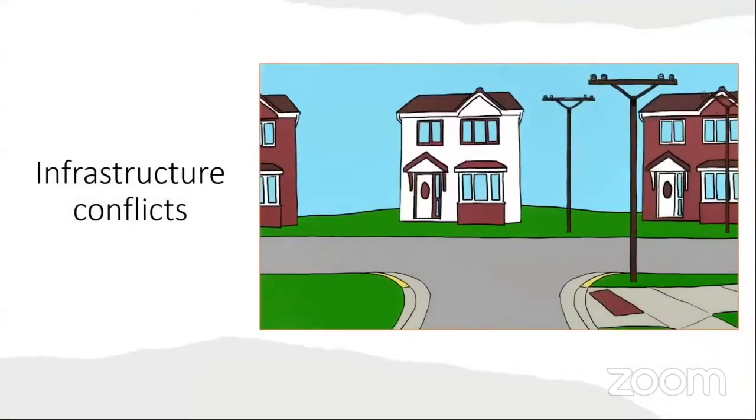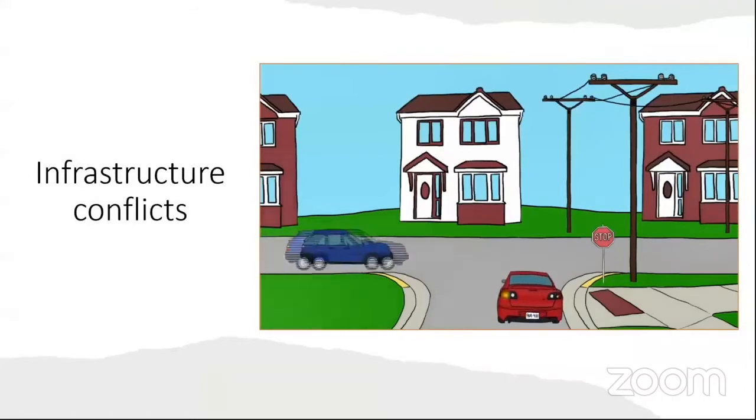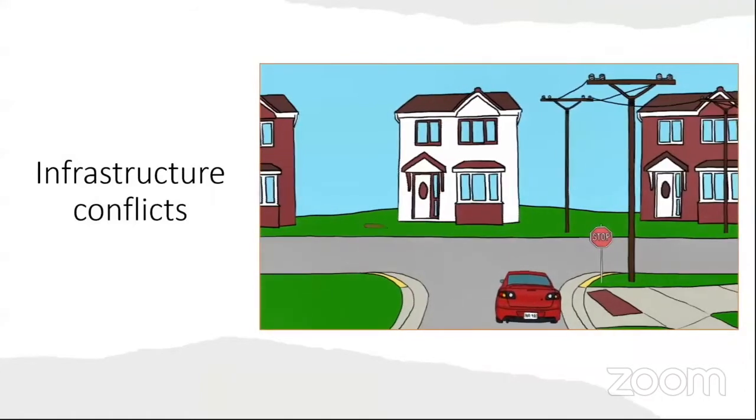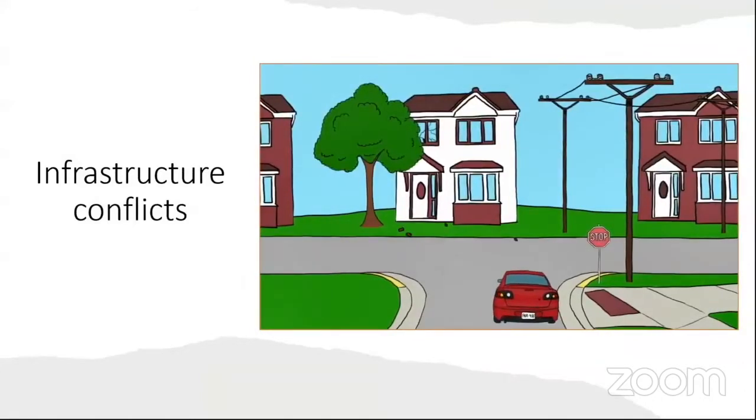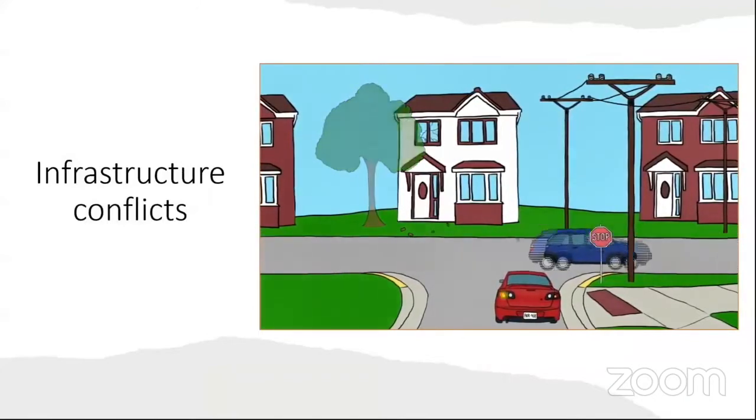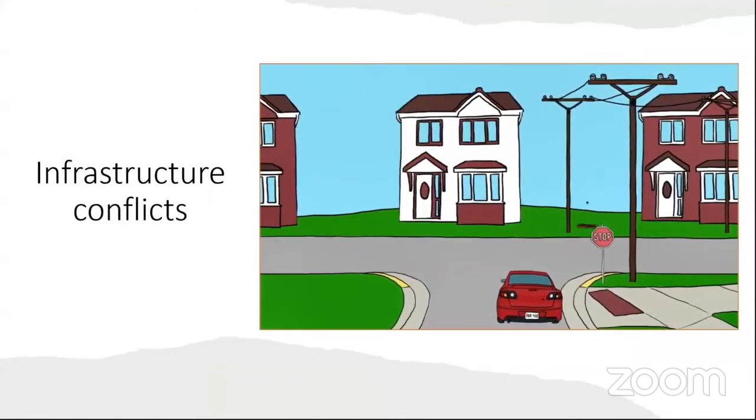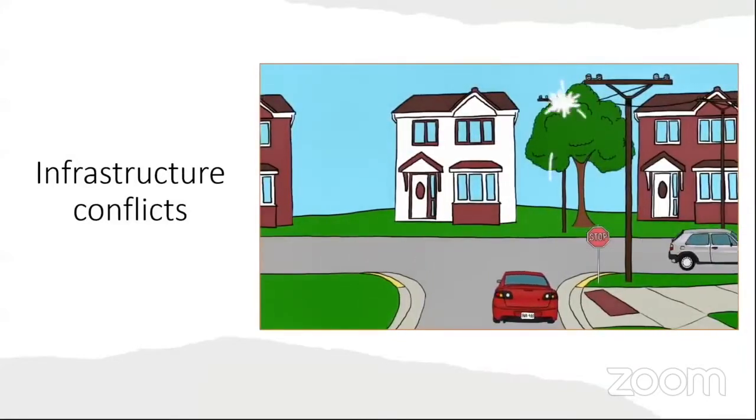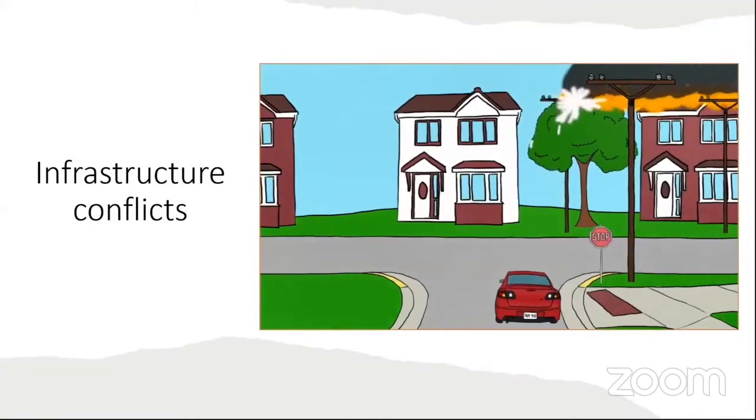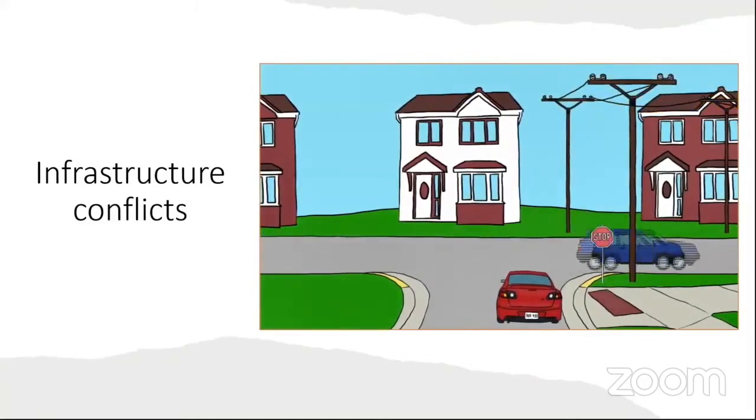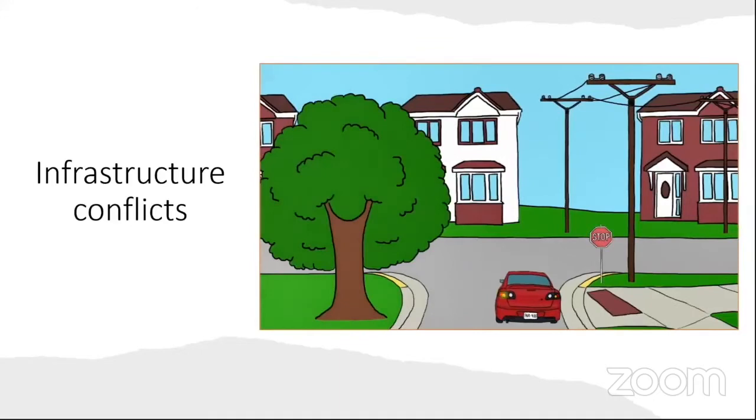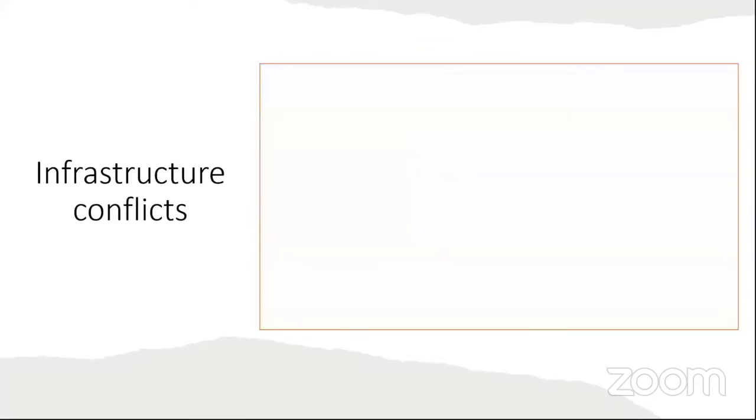Infrastructure conflicts is another one. Now, when we're planting, perhaps in the rights of way of your community or of your subdivision, we want to make sure that we don't create problems. Making sure that we don't plant too close to the building or under power lines. Make sure that you're aware of what's going on with above ground and below ground utilities, and we'll talk a little bit more about that.